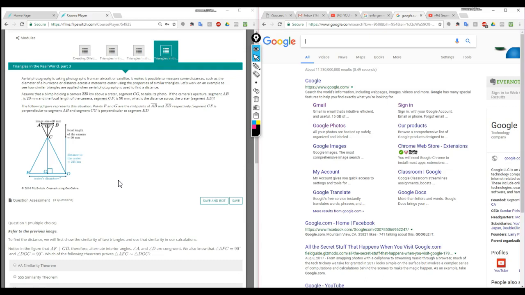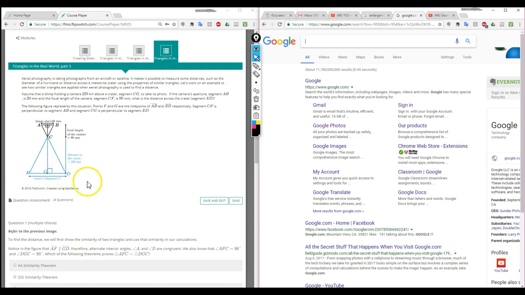Let's work on an example to see how similar triangles are applied when aerial photography is used to find a distance. Assume that a blimp holding a camera is 225 kilometers above a crater, segment CG, to take its photo. So it's straight above this crater. If the camera's aperture, segment AB, is 20 millimeters and the focal length of the camera, segment CF, is 90 millimeters, what is the distance across the crater, segment ED?